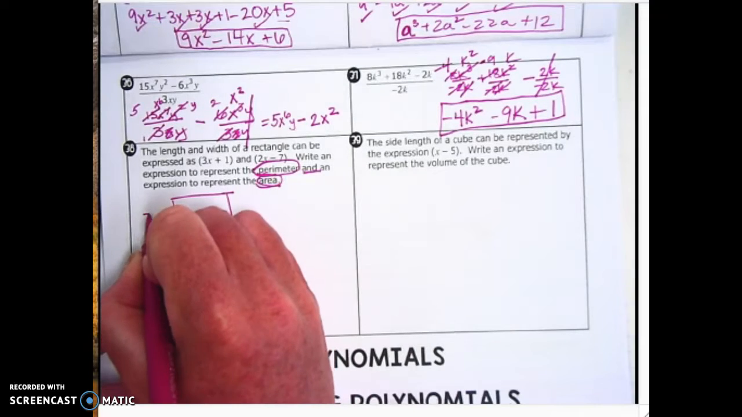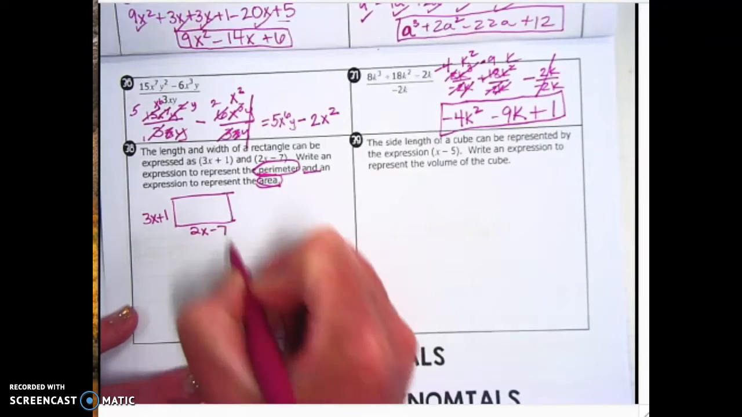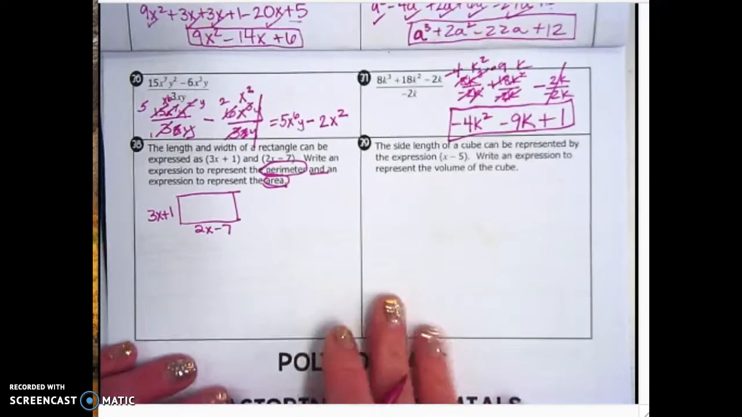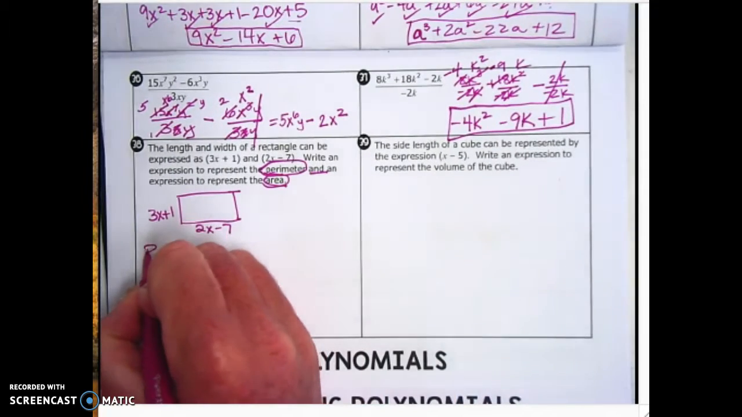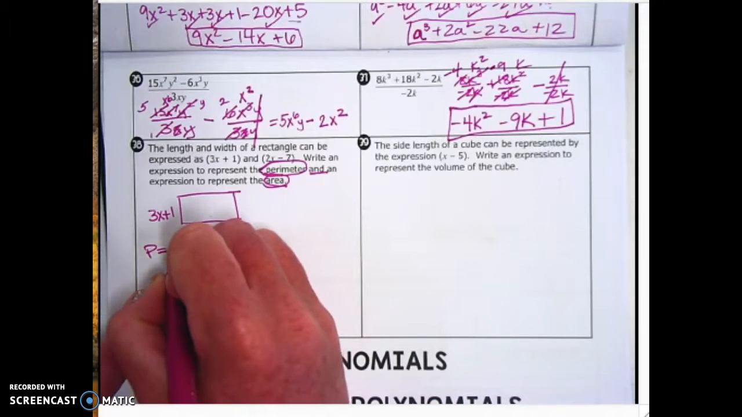And then label the sides 3x plus 1, 2x minus 7. Would it matter if I switch those? Not on a rectangle. All right, first thing we need is the perimeter. How do you find the perimeter of a polygon? You add the sides, right?